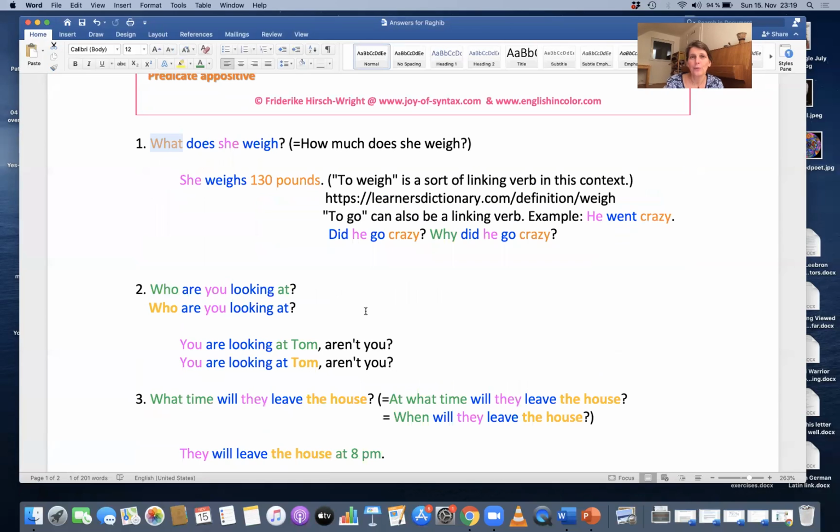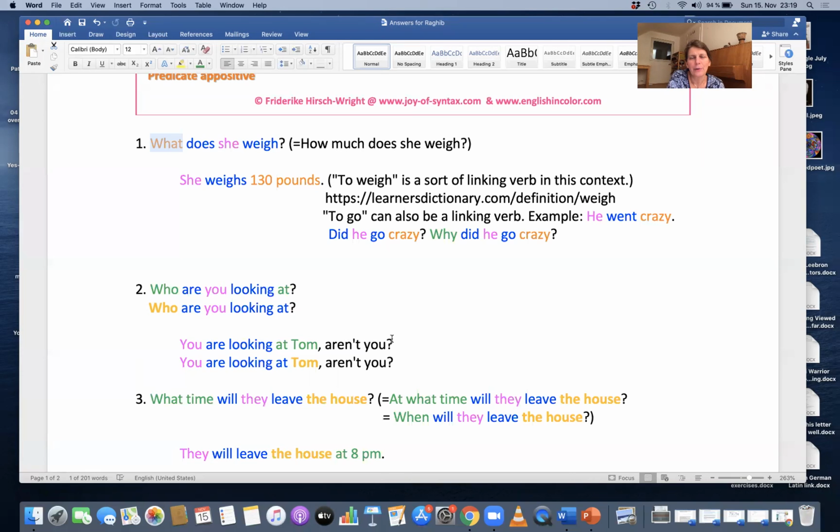Here we have two analysis options. We have two ways of seeing the sentence. Let's look at the statement. You're looking at Tom, aren't you? That would be the statement. We won't worry about the question tag. That's also the topic for another video if you want. You're looking at Tom would be a statement. He's looking at Tom. She's looking at Tom. I am looking at Tom would be statements.